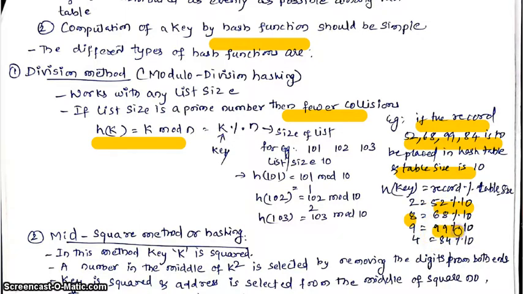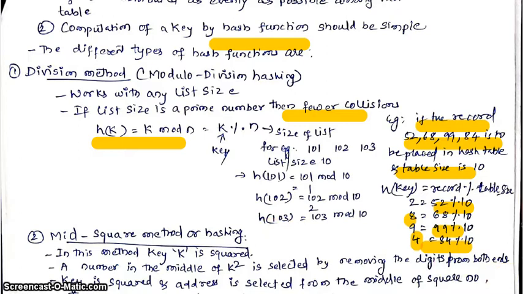Then 99 mod 10. The index position will be 9. Then 84 modulus 10. The index position will be 4. 84 is going to be stored in the 4th index.